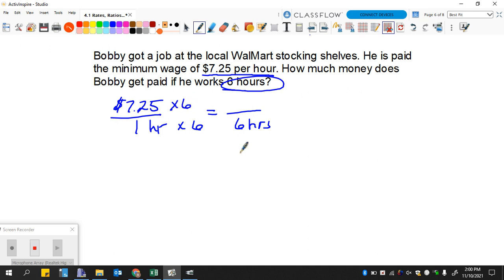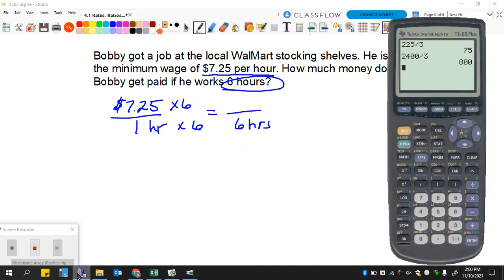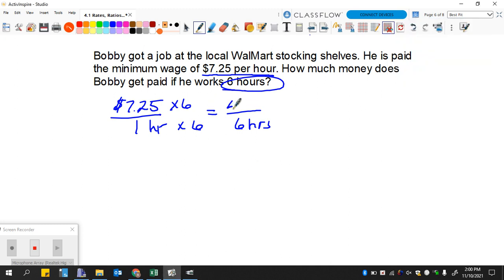So $7.25 times 6 is equal to $43.50. All right, so this is going backwards. $43.50 for 6 hours of work.